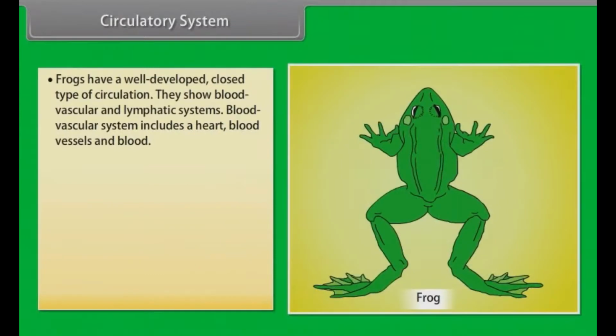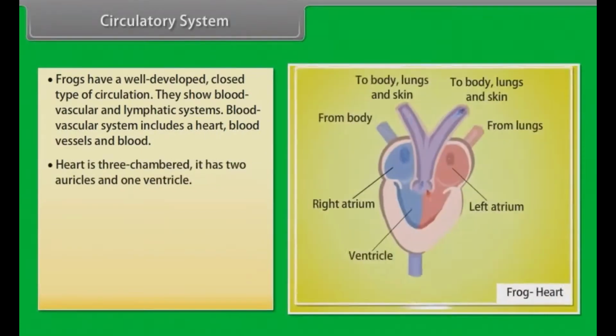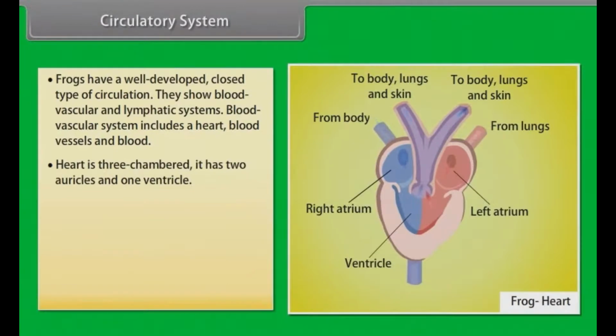Circulatory system. Frogs have a well-developed closed type of circulation. They show blood vascular and lymphatic system. The blood vascular system includes a heart, blood vessels and blood. The heart is 3-chambered. It has 2 auricles and 1 ventricle. The heart is covered by a membranous pericardium.